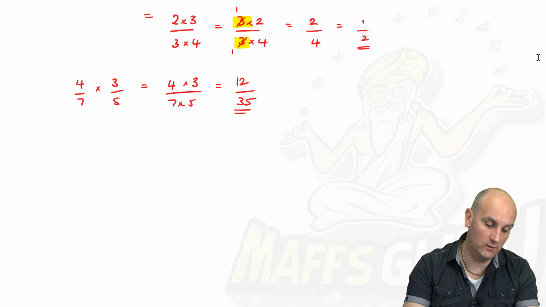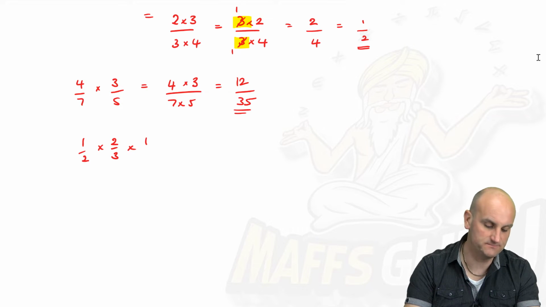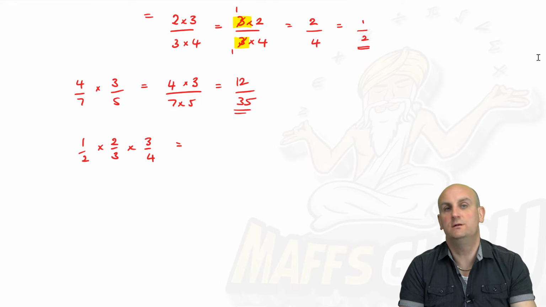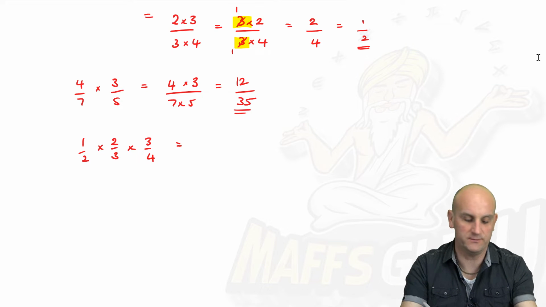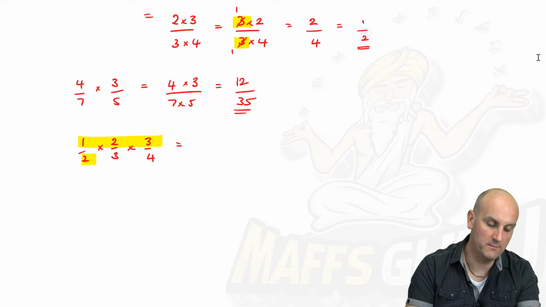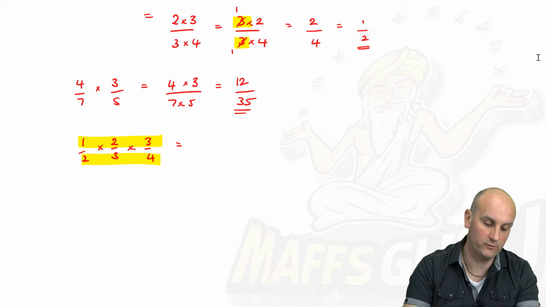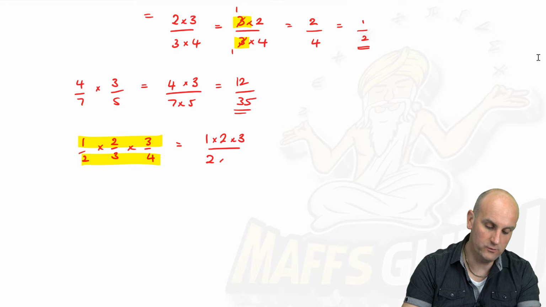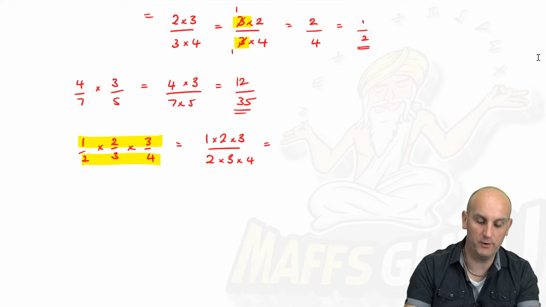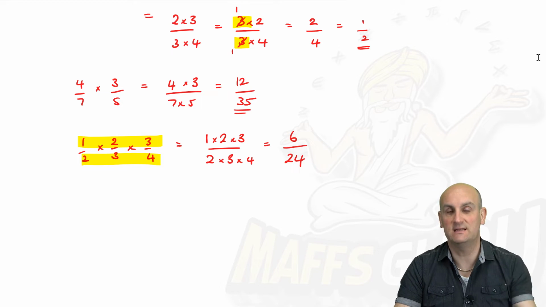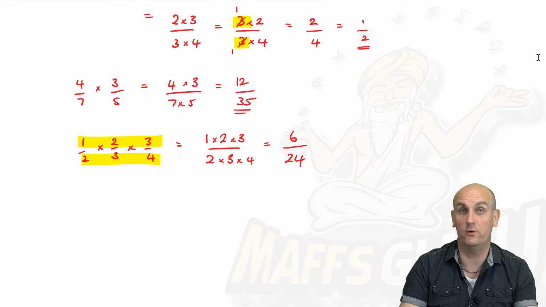We can continue. We can do 1/2 times 2/3 times 3/4. The rules don't change. When you multiply fractions, you multiply all the tops together. So we're going to multiply all the tops together, multiply all the bottoms together, and lo and behold, so 1 times 2 times 3 on the top, and 2 times 3 times 4 on the bottom. So that gives me 6 on 3 times 4 is 12, 24. Is that the end? Nope, because I can cancel this down. Again, I know that 6 and 24 are in my 6 times table.